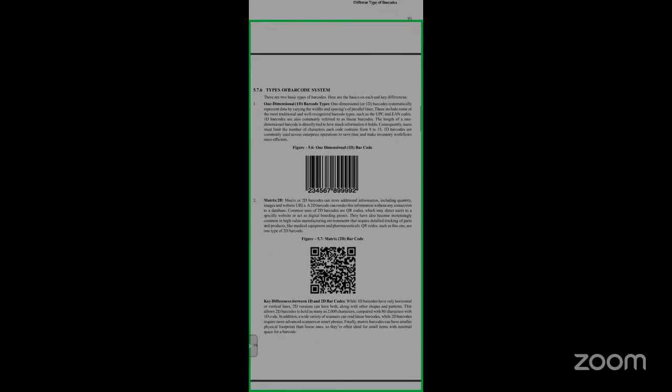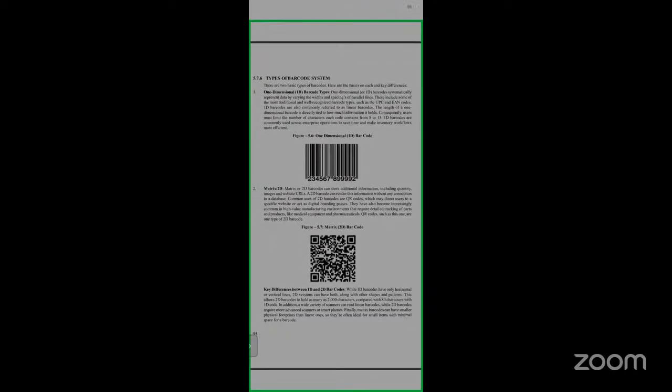Next is the other type of barcode, called the two-dimensional barcode. Here, it will not be in lines or anything like that. No number will be there like in the one dimensional. But here it can store information, including quantity, image, website URLs. Everything can be done under this. They are used in high value manufacturing environments, tracking of parts and products like medical equipment and pharmaceuticals. QR codes all come under the 2D barcode.